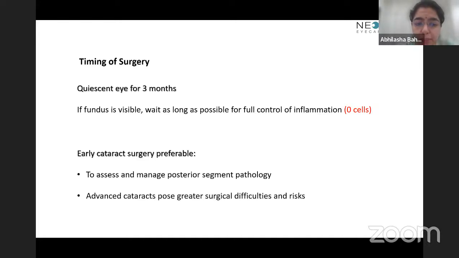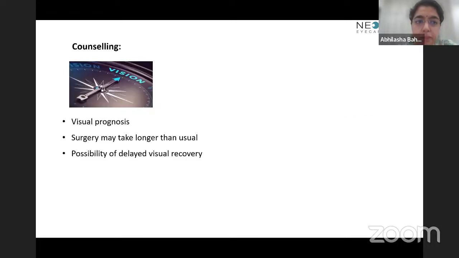However, early cataract surgery is preferable when we need to assess and manage posterior segment pathology. Often, if the cataract is very dense and you're not able to assess the posterior segment, then early cataract surgery should be done. Also, if the cataracts are very advanced, like I showed in the first slide, which pose greater surgical difficulties, even then, early cataract surgery can be planned.